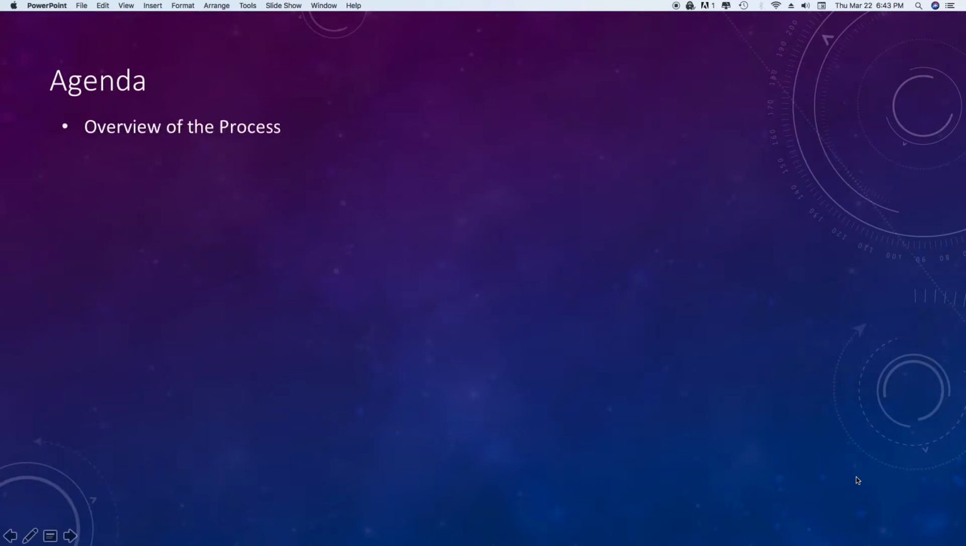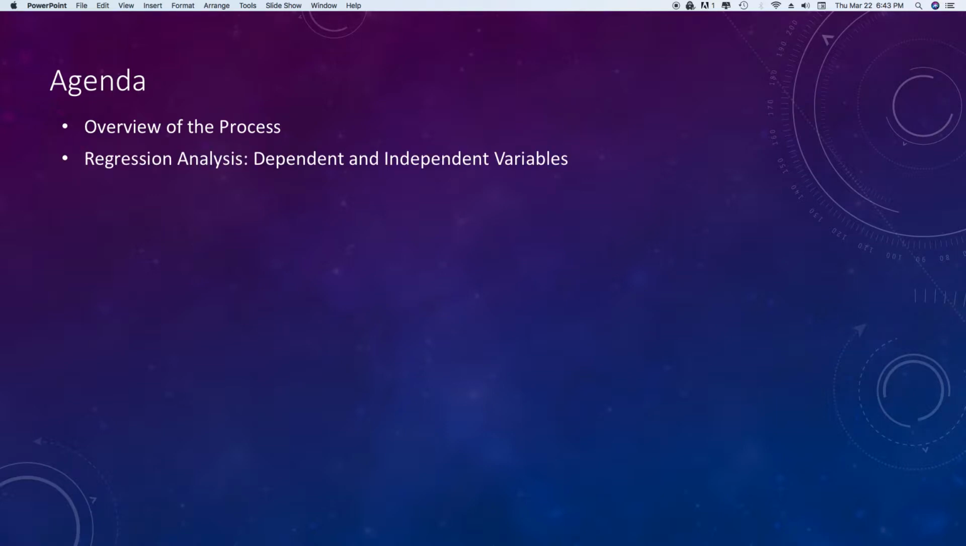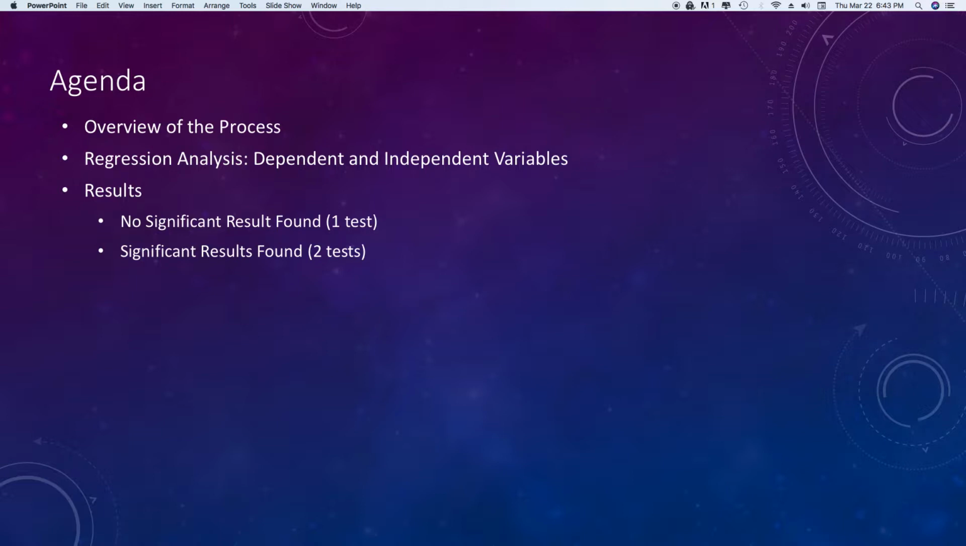On our agenda, we will go over the process. We will determine the dependent and independent variables that we will be using within this regression analysis. We're going to analyze the results, in which we'll find no significant result in one test, and we will find significant results in two of the tests. We'll go over our main takeaways. I will show you the reference I used in the preparation of this presentation, and of course we'll close with any questions.